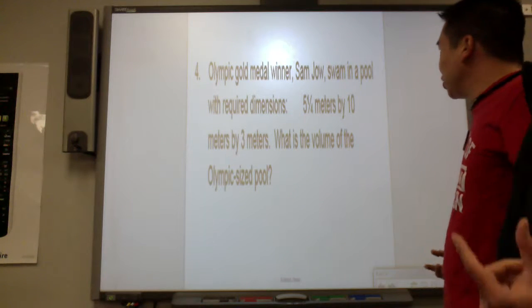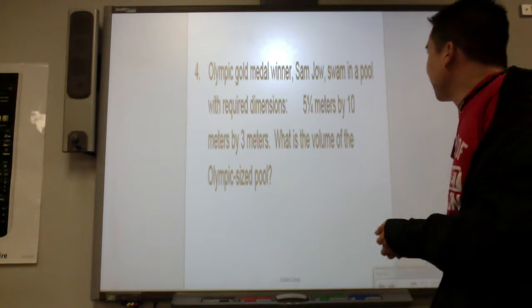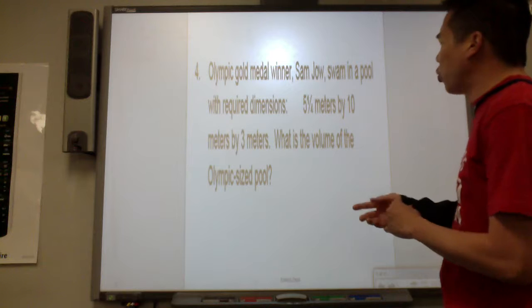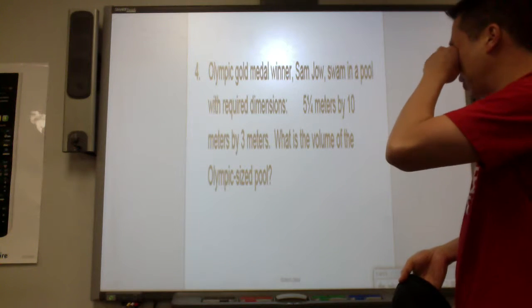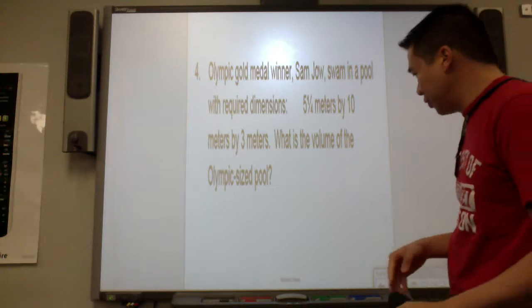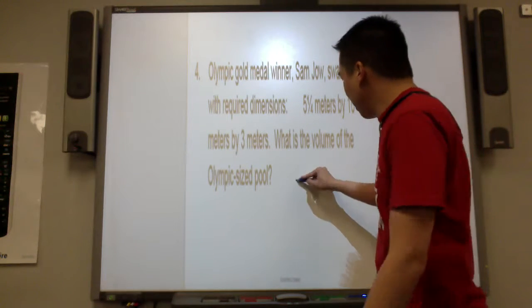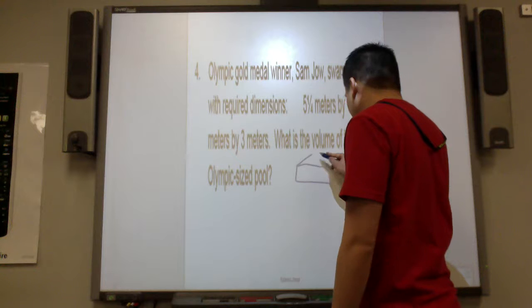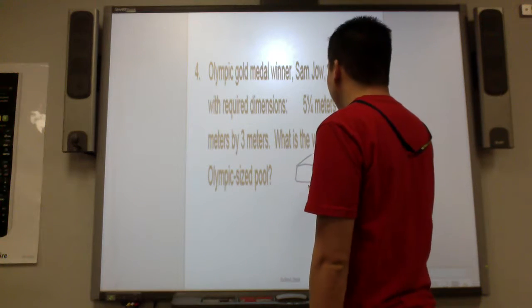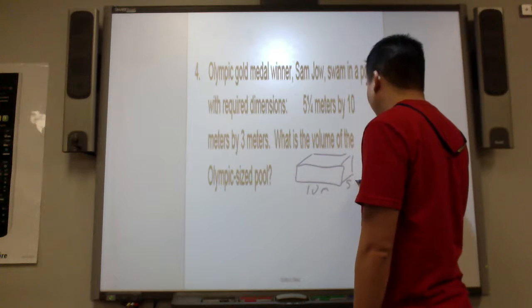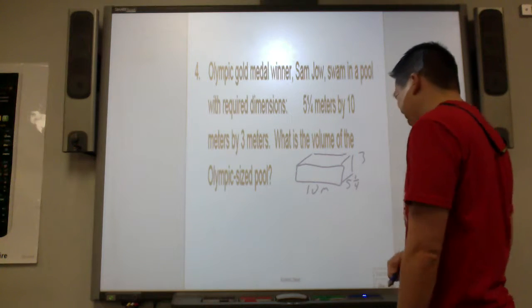Olympic gold medal winner Sam Joe, that's me by the way, swam in a pool with required dimensions: 5 1/4 meters by 10 meters by 3 meters. What is the volume of the Olympic-sized pool? So if I would like to draw this swimming pool, it said it is 10 meters by 5 1/4 meters by 3 meters.